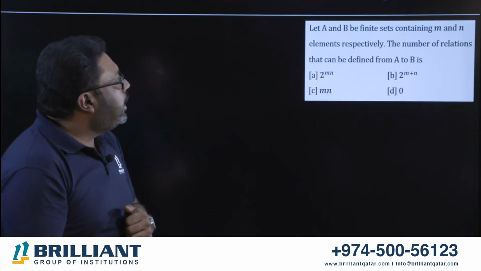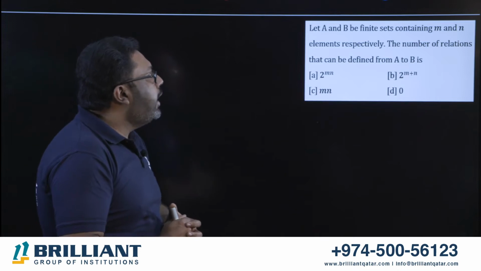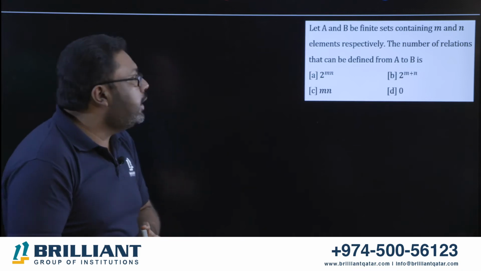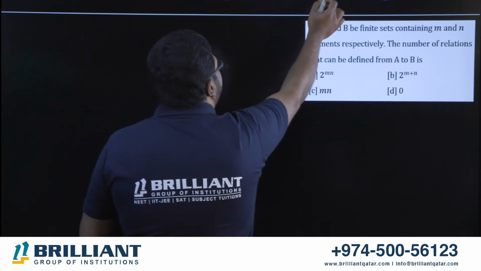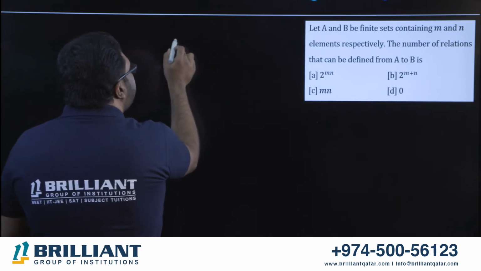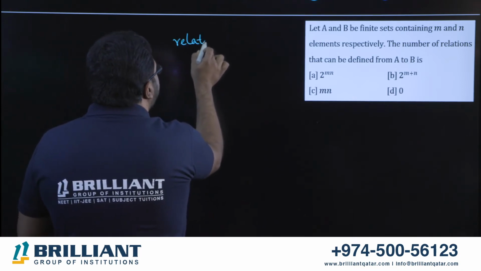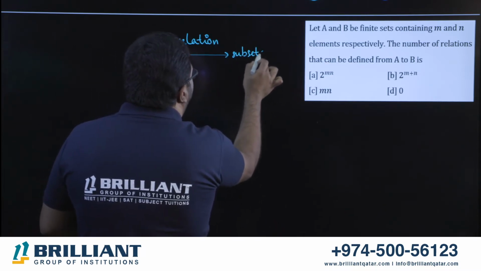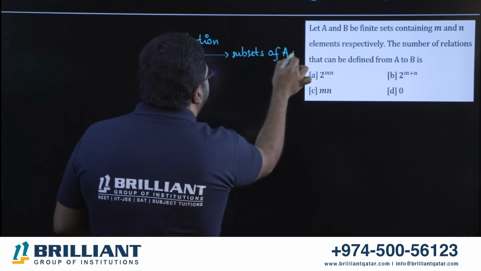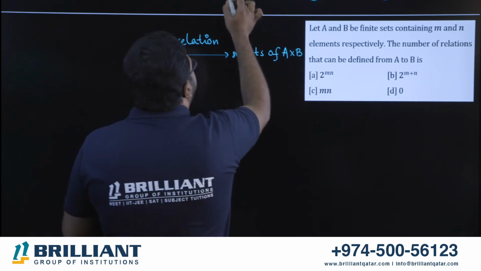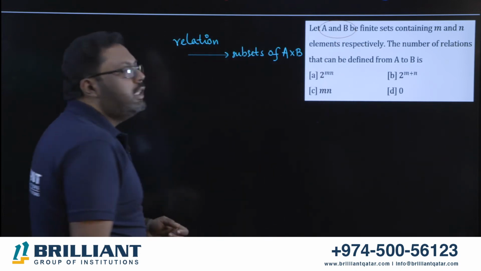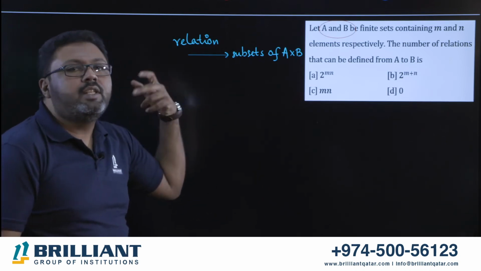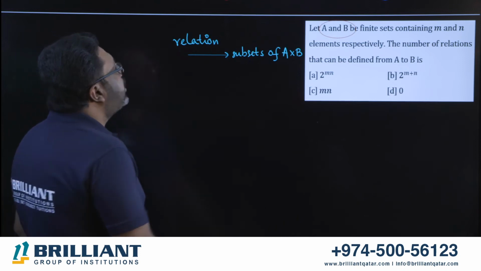Now, A and B are finite sets containing m and n elements. The number of relations that can be defined from A to B. It's actually an 11th standard concept. So let's try to understand what is a relation. Relation is simply the subsets of A cross B. Yes, because it is the relation that is defined using the sets A and B. So the Cartesian product of A and B is going to give me the subsets which are required for the formation of a relation R.